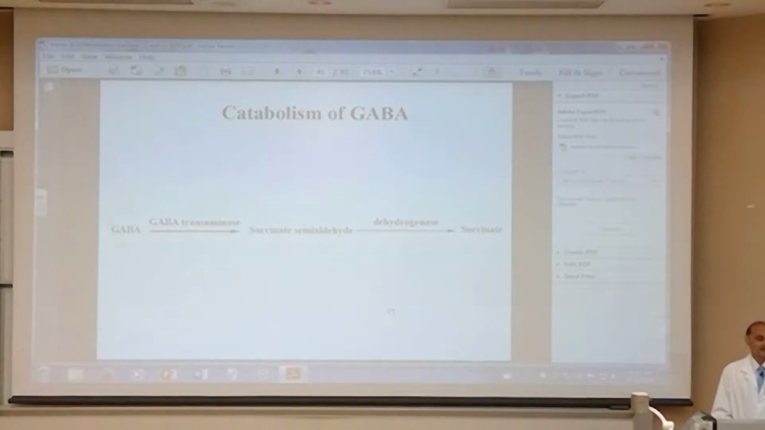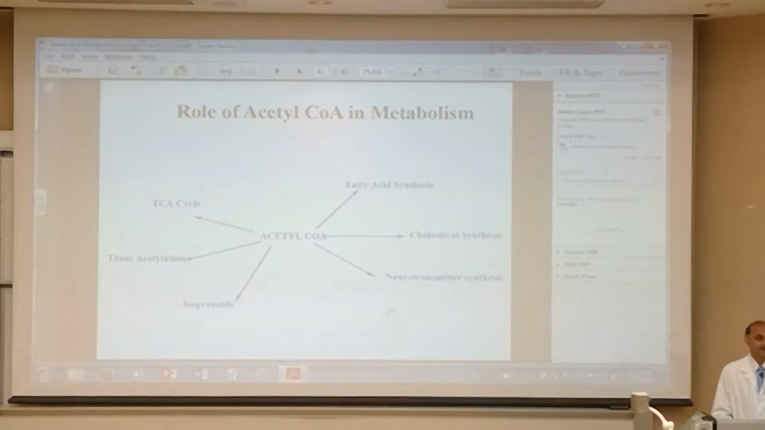GABA is normally degraded by this pathway here. GABA is converted all the way to succinate, the TCA cycle intermediate, right? And the intermediate here is succinate semialdehyde, right? There's transamination involved and then dehydrogenation involved. The point here is GABA is the inhibitory neurotransmitter, and succinate is the product that cannot do the inhibitory function.